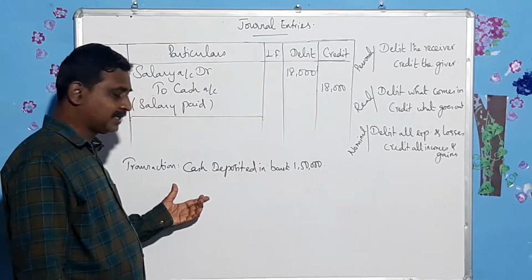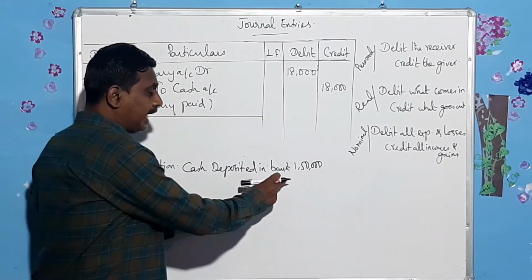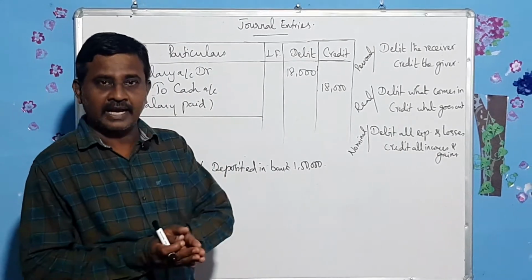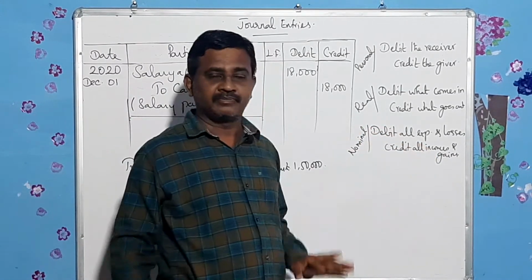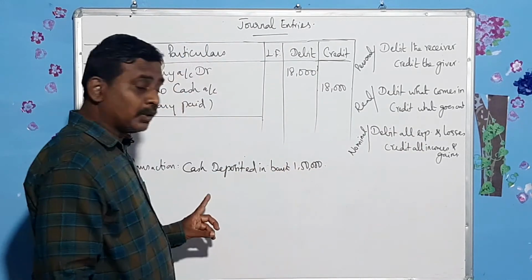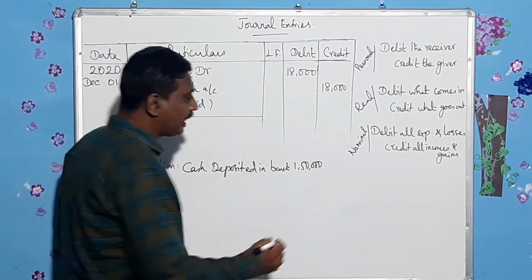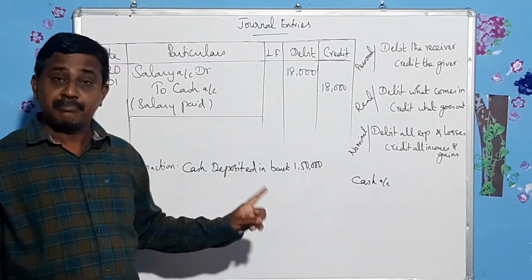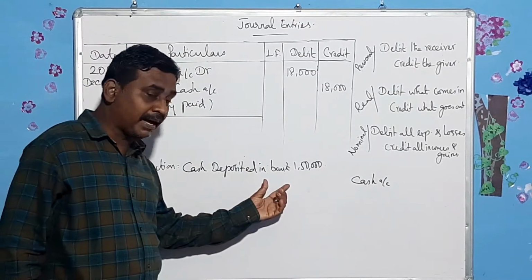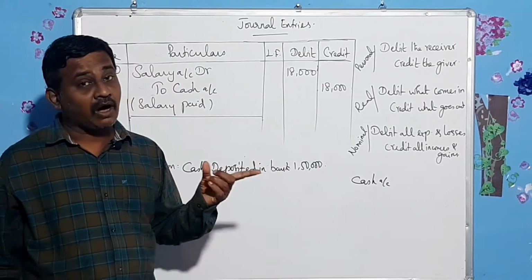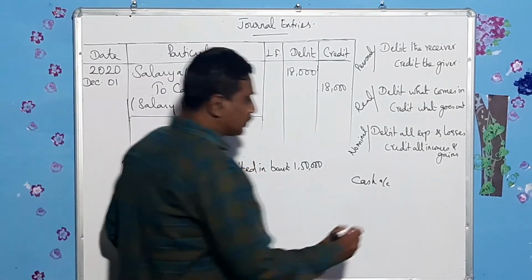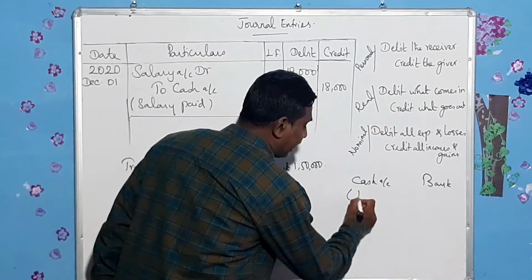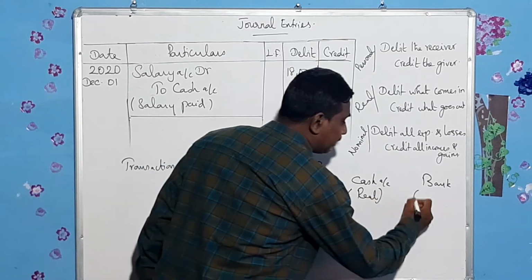See the transaction. Cash deposited in bank, 1,50,000. It means we are taking cash and putting it in the bank. That is called depositing. So you can easily guess one account involved is cash account, and another one is bank account. Remember, bank is a personal account which is artificial. Now you have to identify: cash account, real account; bank, personal.